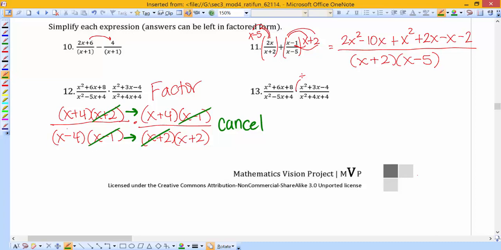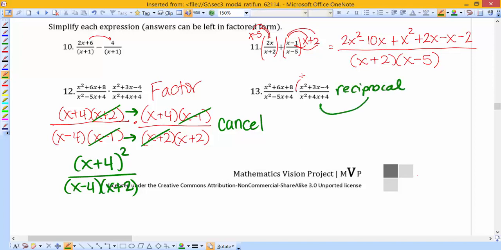So what's left in the top? I have 2 x plus 4s, so I can write that as a square. And then I have an x minus 4 and an x plus 2. There's my simplified answer. In 13, because it is division, please do not forget that you need to take the reciprocal of your second fraction. And it's already been factored for you, so this should not be too bad, but different things may or may not cancel this time. So be very, very careful here.